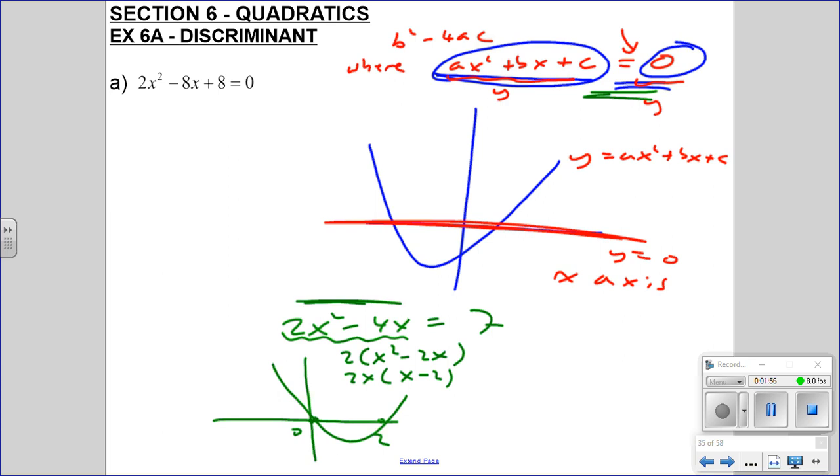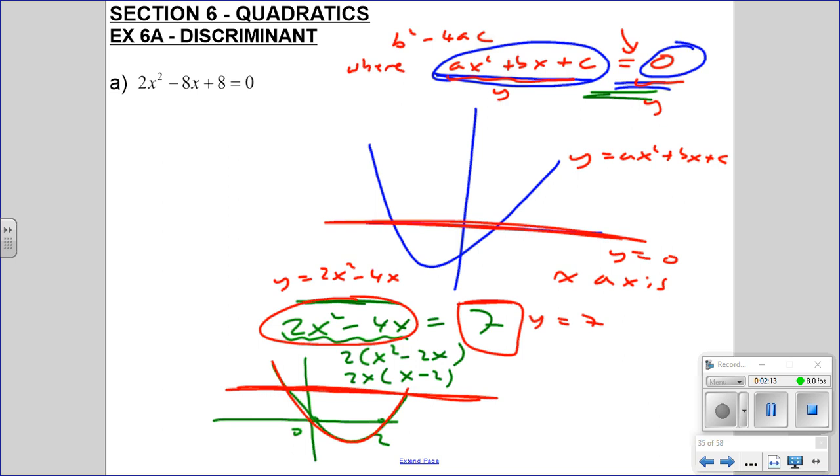And that's on the left-hand side. And on the right-hand side, you're looking at y equals 7. So here y equals 7 is simultaneously being solved with y equals 2x squared minus 4x. So here's your 2x squared minus 4x, and y equals 7 is actually here. So where do these things cross? They cross here and here. But you can't work out where those things cross until you set the whole thing equal to 0.